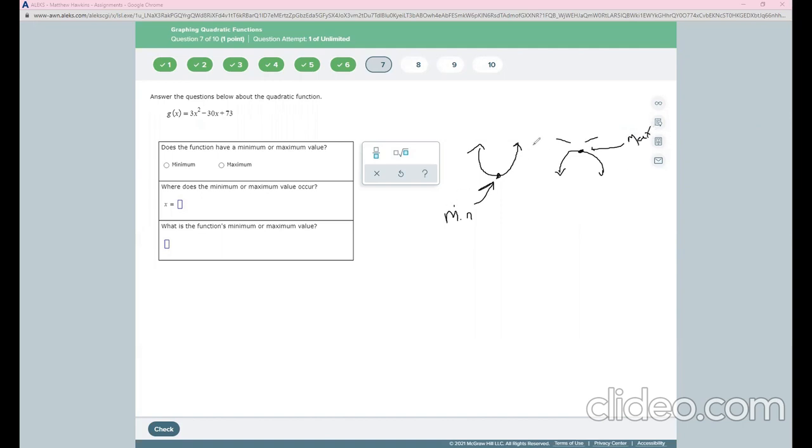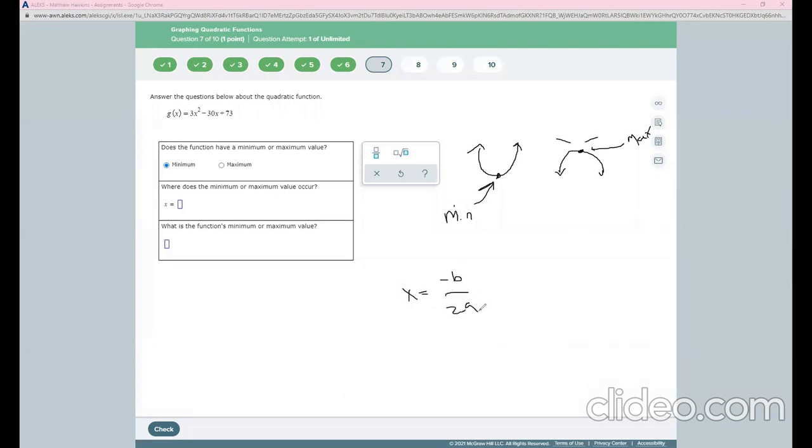So you have those two options. Looking at this one, my A, the number in front of the x squared, is positive. If it's positive, that means I'm dealing with a smiley face, and a smiley face has a minimum. Where does the minimum value occur? The minimum value always occurs at the vertex's x coordinate. We know how to find the vertex's x coordinate with x equals negative b over 2a.